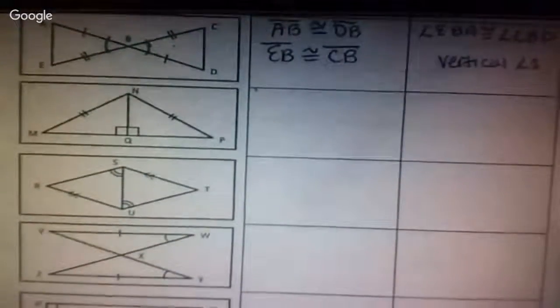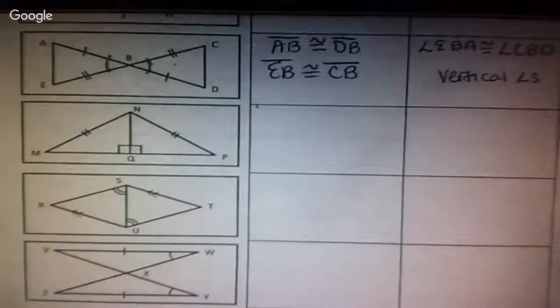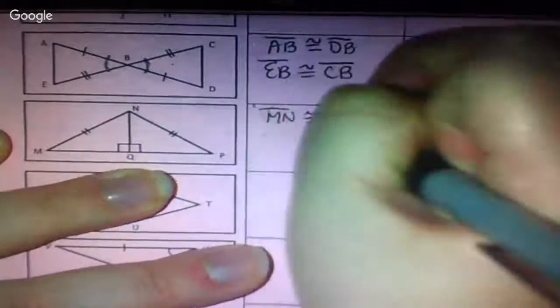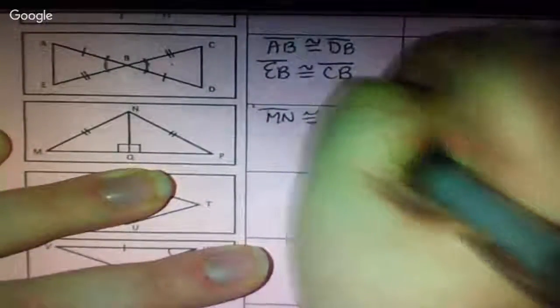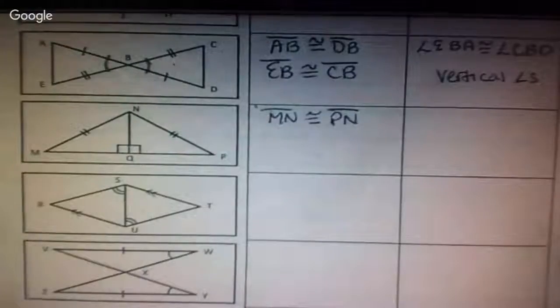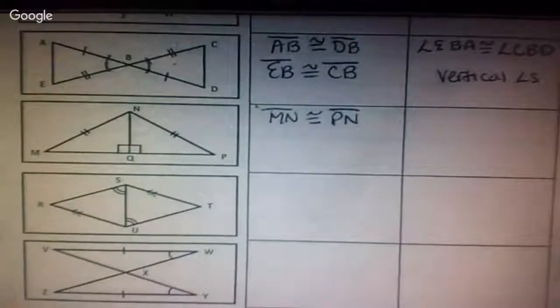Okay. On the next triangle, what do they give us? What can you see? Okay, so we've got sides. You've got side M to N is congruent to side P to M. What other piece do they show you?